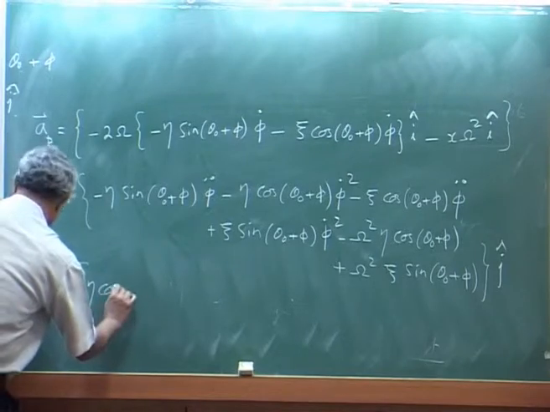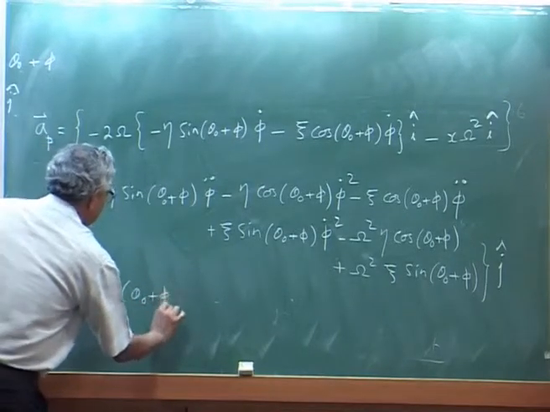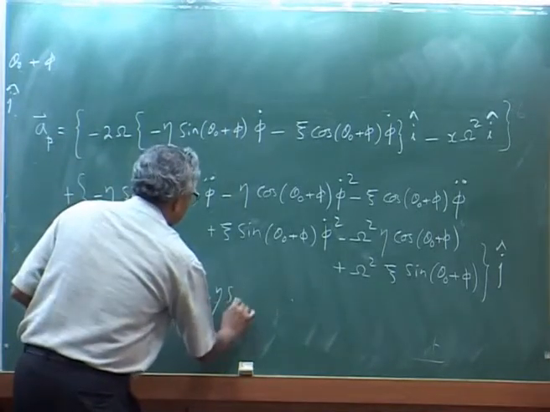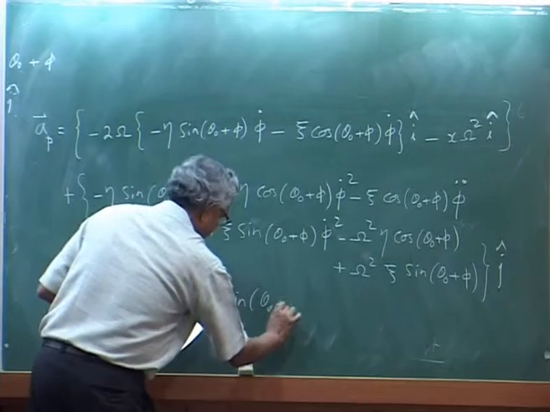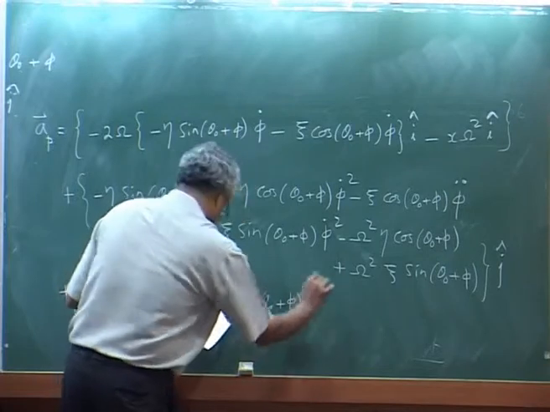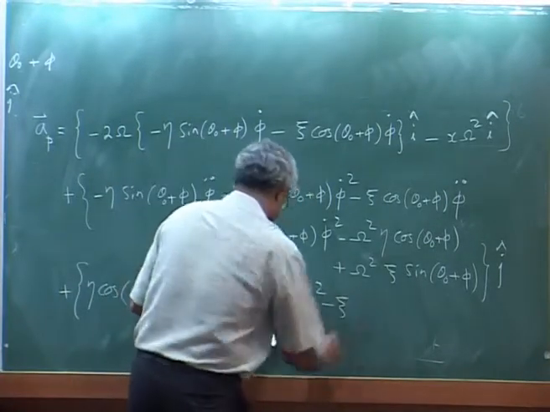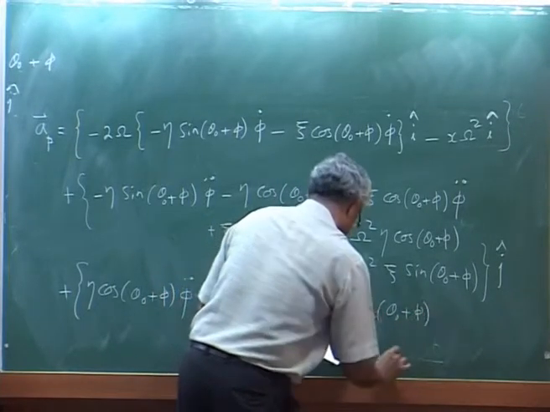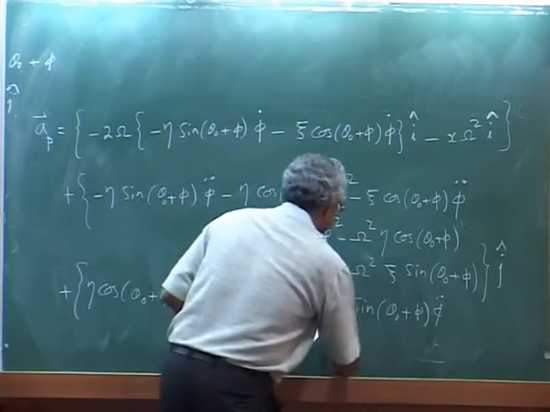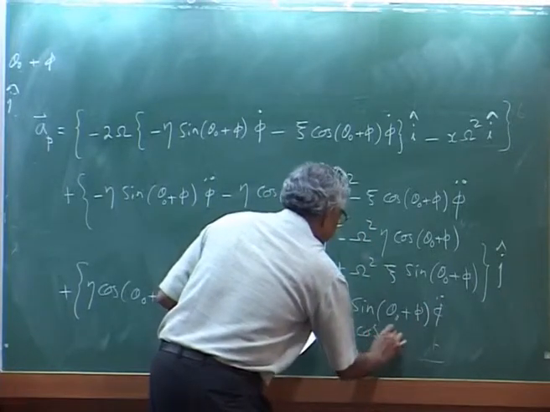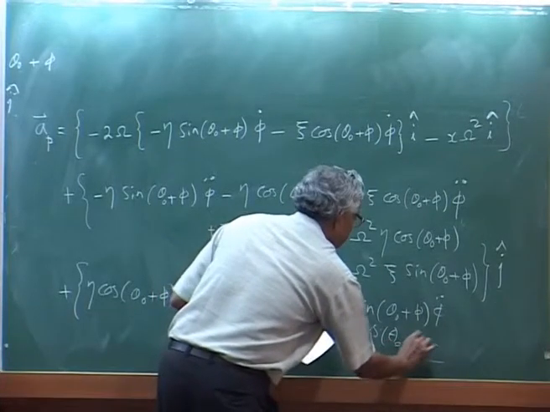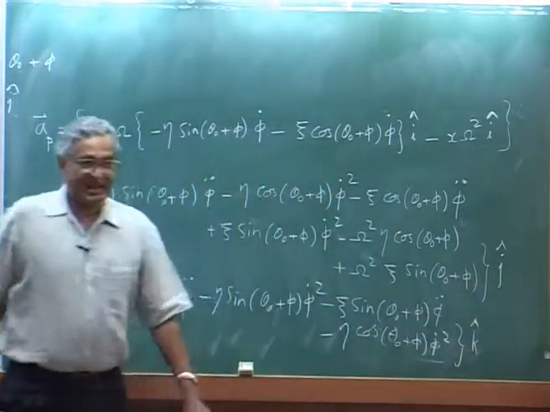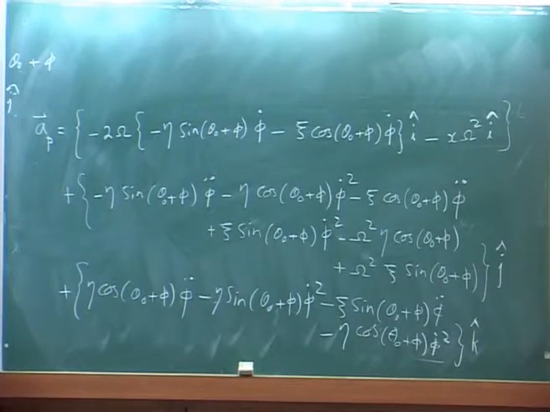Okay. Then you add eta cosine theta naught plus phi, phi double dot, minus eta sine, because you can try this, because when phi dot square, that is why phi double dot minus eta cosine theta naught plus phi dot square, this is k. Okay, this is the acceleration of any mass point on the cross section.